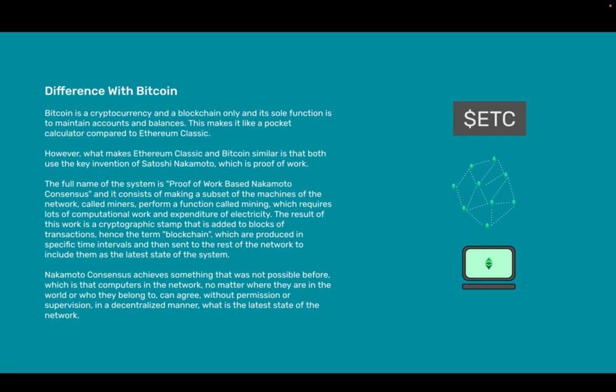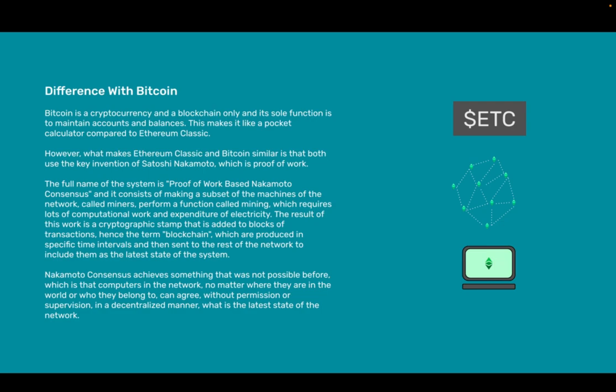Difference with Bitcoin. Bitcoin is a cryptocurrency and a blockchain only, and its sole function is to maintain accounts and balances. This makes it like a pocket calculator compared to Ethereum Classic. However, what makes Ethereum Classic and Bitcoin similar is that both use the key invention of Satoshi Nakamoto, which is proof of work. The full name of the system is Proof of Work-Based Nakamoto Consensus, and it consists of making a subset of the machines of the network, called miners, perform a function called mining, which requires lots of computational work and expenditure of electricity.